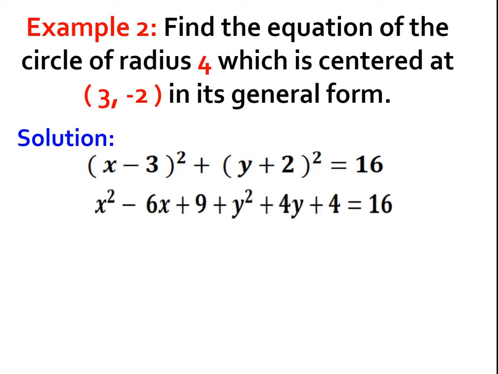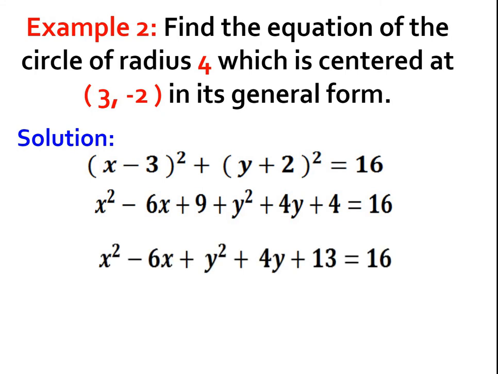And simplify further by squaring the binomial. So we have the square of x minus 3 is equal to x squared minus 6x plus 9. Copy the sign plus. And the square of y plus 2 equals y squared plus 4y plus 4. And copy 16. Combining like terms, we have x squared minus 6x plus y squared plus 4y plus 13 from 9 plus 4.